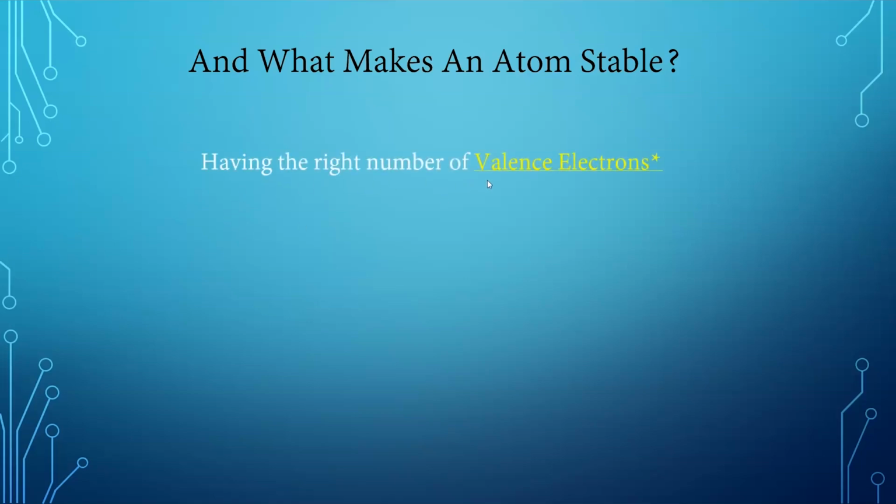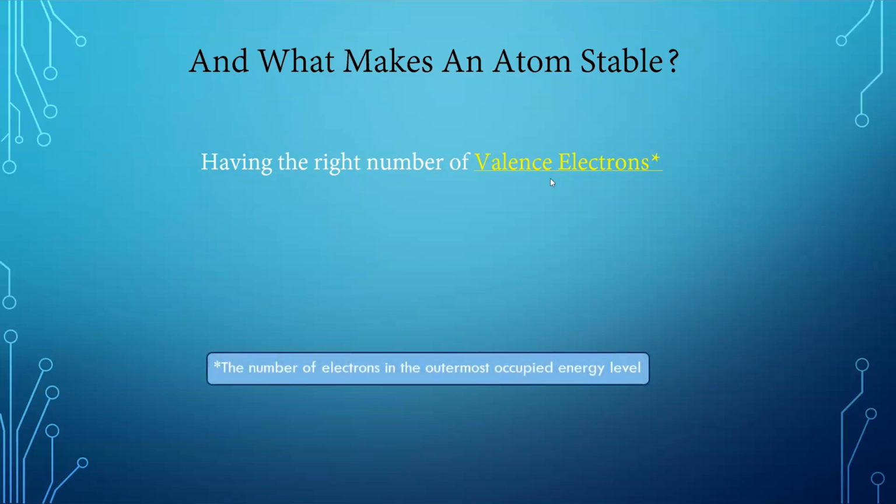And that is the right number of what we call valence electrons. Valence electrons are simply the electrons in the outermost energy level that actually has electrons in it. Of course, there's an infinite number of energy levels, but if you look at the farthest one out that's actually occupied, that has electrons in it, there's a certain magic number of electrons that all elements want to have in that outer level. If they have that to start with, they're good.